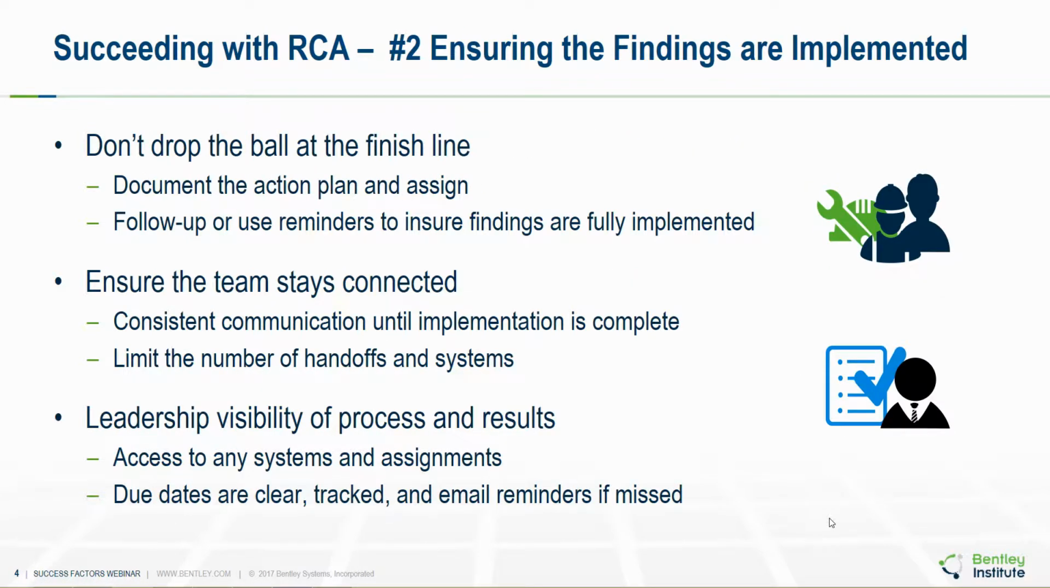One of the most frustrating things that can occur with root cause analysis is getting a good team together, conducting a successful RCA, documenting the action plan, and then along the way, somewhere, someone drops the ball. Nothing gets implemented and nothing changes. This can happen in several ways. Poor communication between the team once a solution and action items are determined, multiple handoffs and systems involved in implementing the action items, difficulty of tracking assignments, due dates, and action items to resolution, and lack of leadership visibility into the process and implementation.